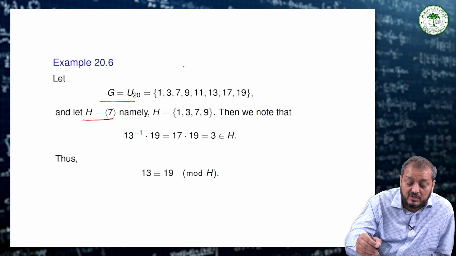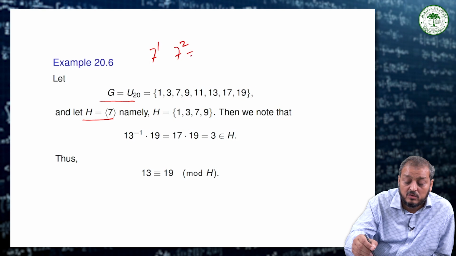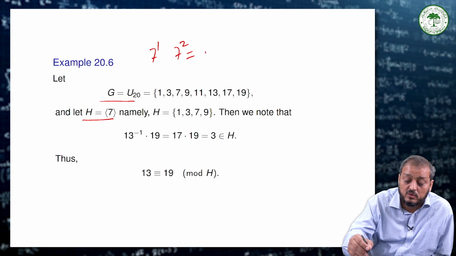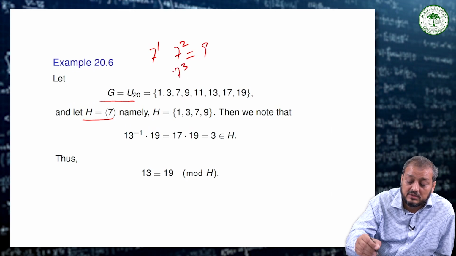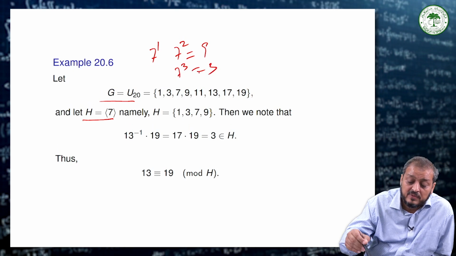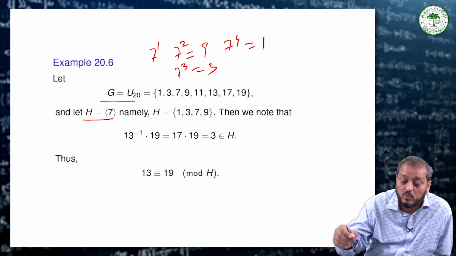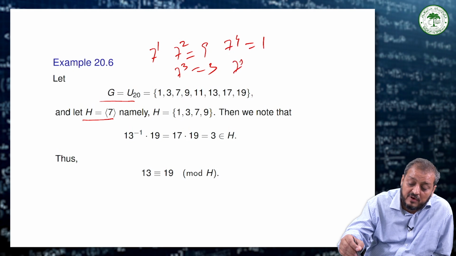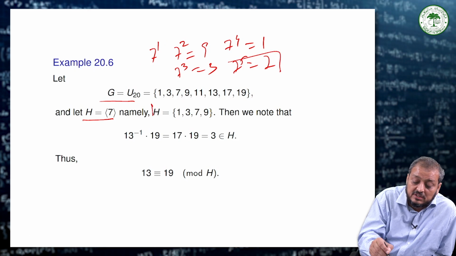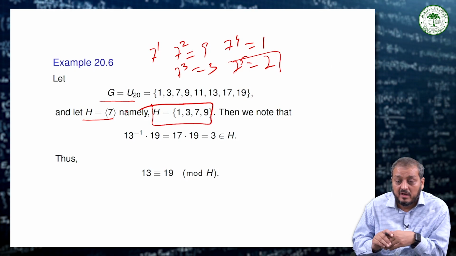If it's generated by 7, you have 7 to the power 1, which is 7, then 7 squared, which is 49, and dividing by 20 the remainder is 9. Then 7 to the power 3 is 63, and dividing by 20 the remainder is 3. Then 7 to the power 4 is 21 divided by 20, which is 1. Then 7 to the power 5 is again 7, so the repetition starts. So H has only these 4 elements: 1, 3, 7 and 9.